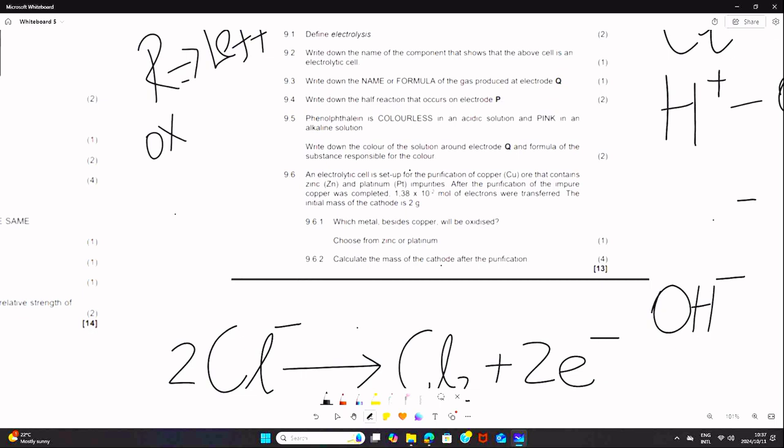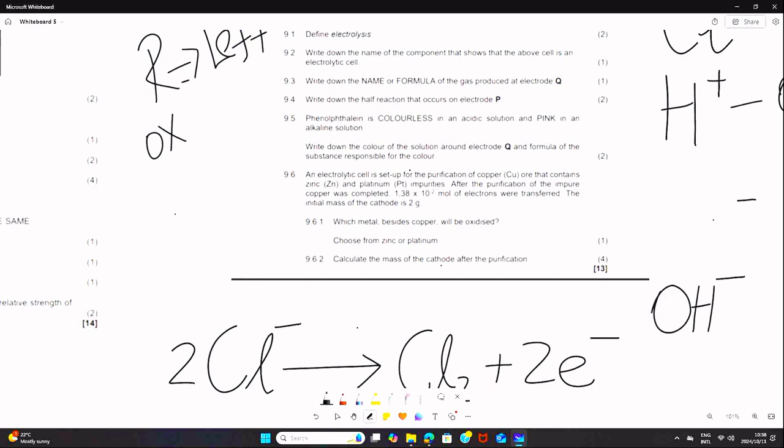And then 9.6 says an electrolytic cell is set up for the purification of copper that contains zinc and platinum impurities. After the purification of the impure copper was completed, 1,38 times 10 to the power minus 2 mole of electrons were transferred. The initial mass of the cathode is 2 grams. Which metal besides copper will be oxidized? Choose from zinc or platinum. Now, I'm more interested in calculating the mass of the cathode after the purification.